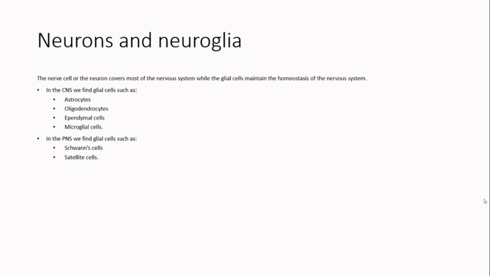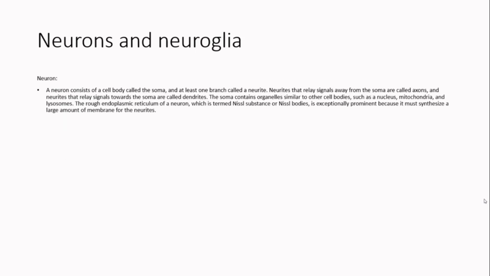And we have four glial cells that we find in the CNS and two that we find in the PNS. In the CNS we find the astrocytes, oligodendrocytes, the ependymal cells, and the microglia, and in the PNS we find the Schwann cells and the satellite cells. But let's first discuss the neurons, and then we can discuss these glial cells and their functions.